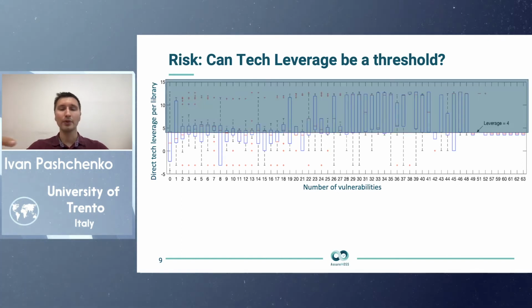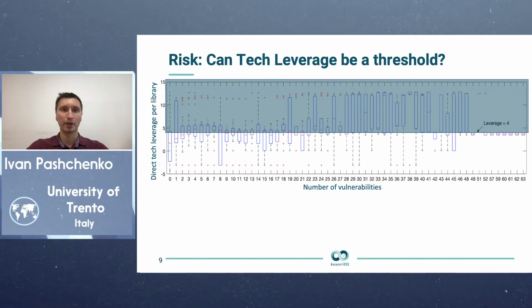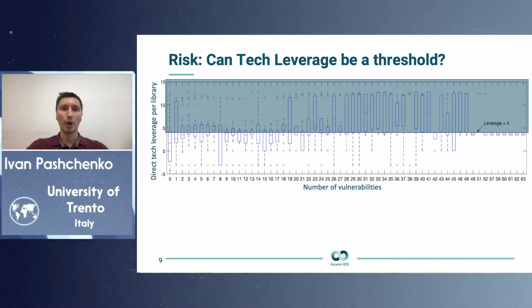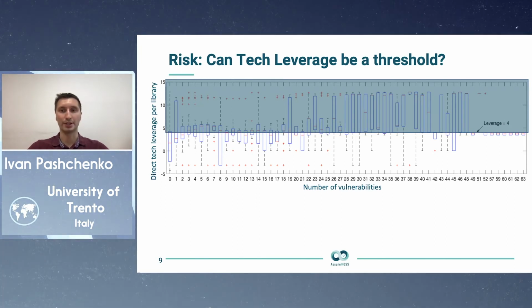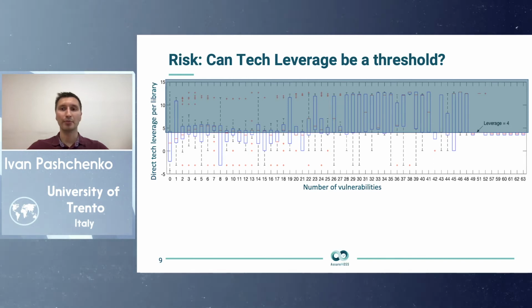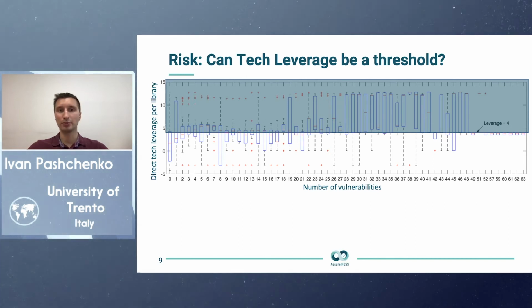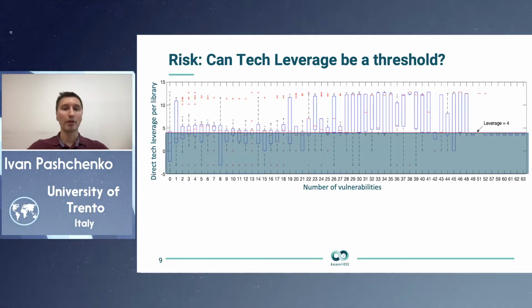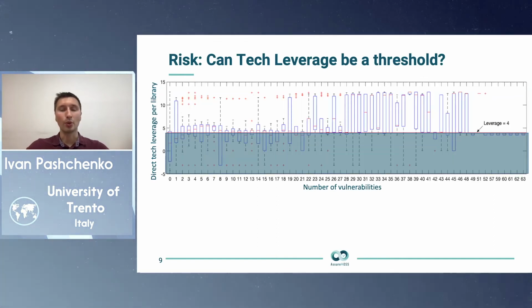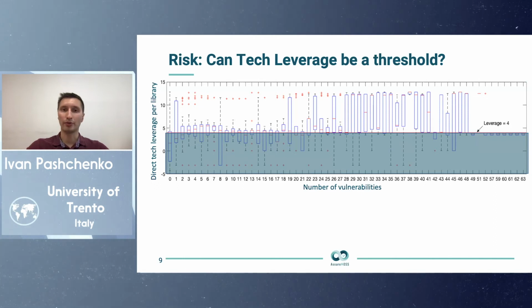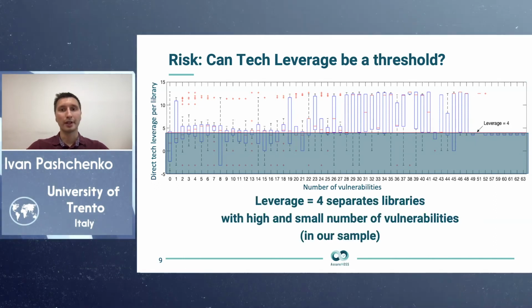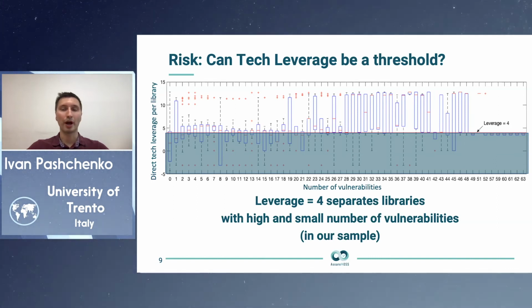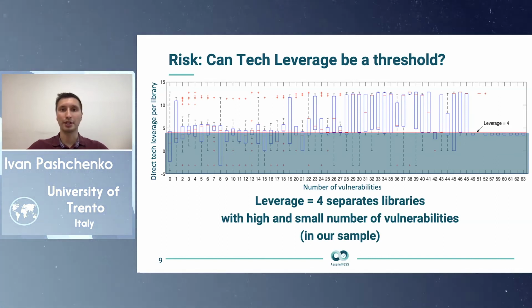Indeed, if we cover the top part of the plot, we will see that mostly we have a smaller number of vulnerabilities, except the very big libraries on the right of our plot that we already discussed. If we cover the bottom part instead, we will see the libraries with a high number of vulnerabilities. Hence, leverage equal to 4 separates libraries with a high and small number of vulnerabilities in our sample.